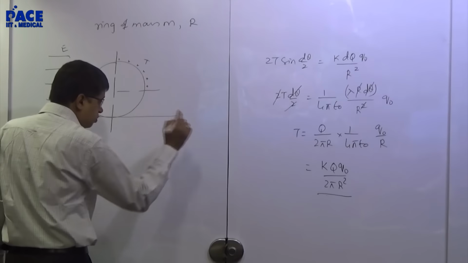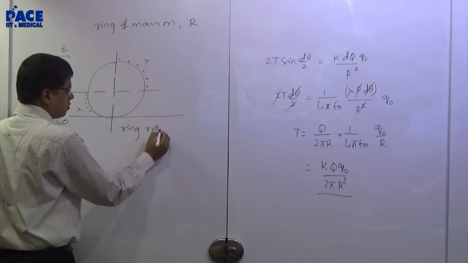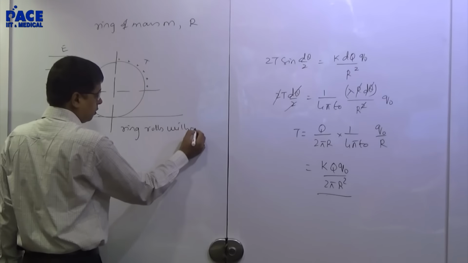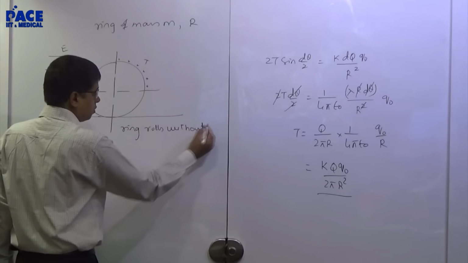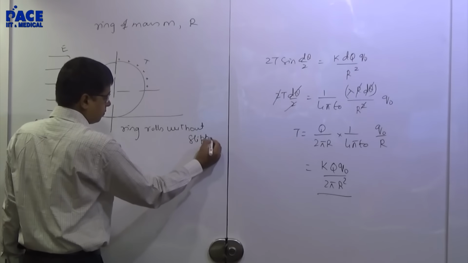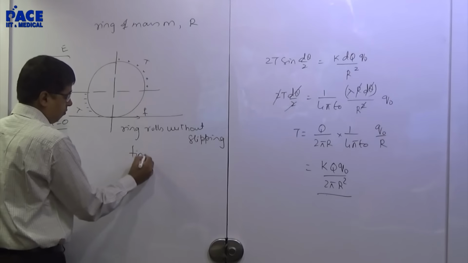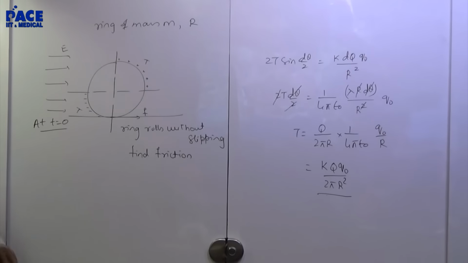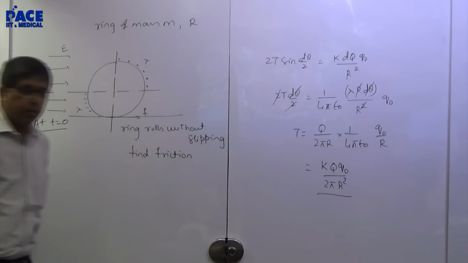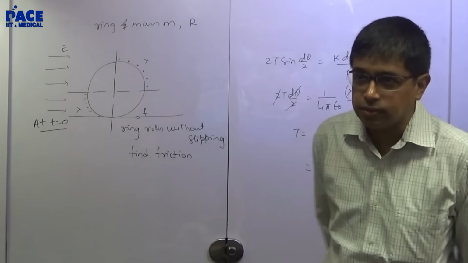The ring rolls without slipping. Find the value of friction. Find friction on it. Problem just for the sake of problem. There will be no concept being tested here. It is only to trouble the students.